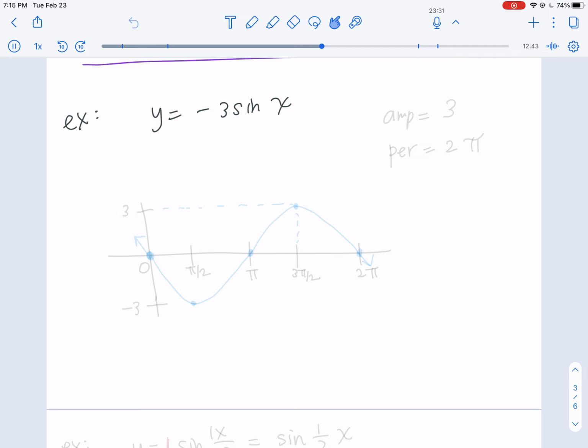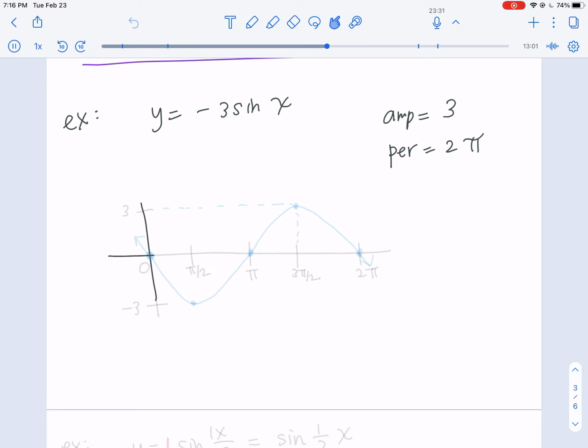So what is my amplitude, by the way? 3. It's not -3, it's 3, right? It's been stretched by 3, so it's been amplified by 3, and there's a reflection there. And then what is the period? 2 pi, right? Because there's been no change from the parent function.